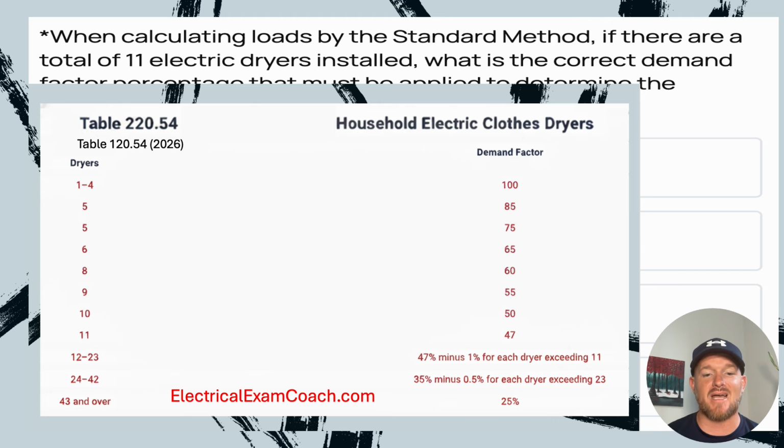Starting on the left-hand side, we come down and find our number of dryers, and in this case, it's 11. Then we cross all the way over, and we find that it's 47%. And what this is saying is that we'll take our 11 dryers multiplied by the VAs of the individual dryer, so 11 multiplied by 5,000 minimum or whatever the nameplate is, then we would have 55,000. Then we would take that 55,000 and multiply it by 0.47, and that would be our new reduced load.